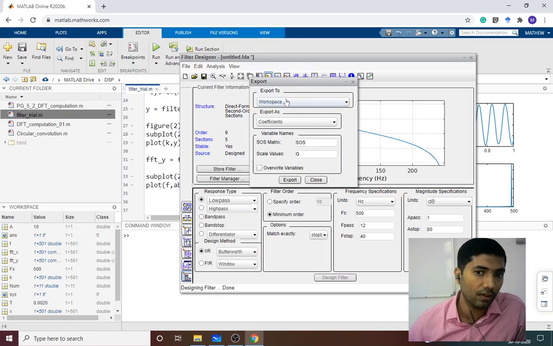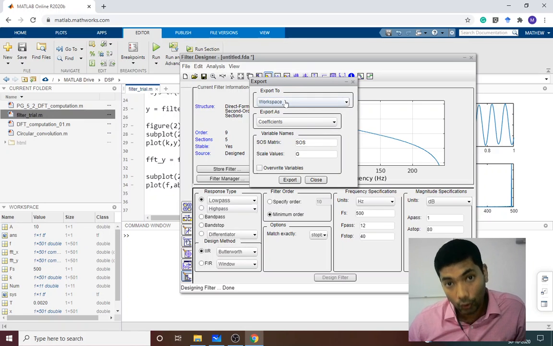So in FIR filter, there was only numerator, but in IIR filter you have numerator and denominator, but we don't have the numerator and denominator specified here. But on the other hand, we have something called as SOS matrix and scale values.